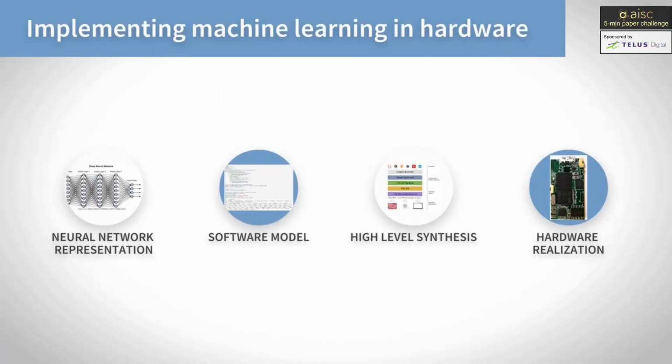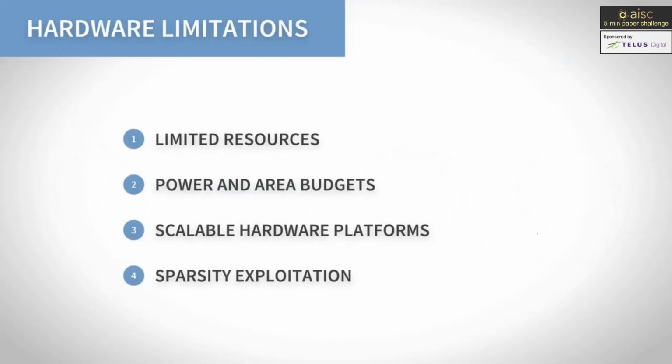Traditionally, machine learning in hardware has been implemented using a four-step methodology. The first step involves a neural network representation using well-known architectures such as AlexNet, VGGNet, etc. The second step involves the creation of a software model using high-level APIs such as Keras, TensorFlow, PyTorch, etc. The third step involves high-level synthesis, which basically converts the software model into RTL form. The fourth step involves the programming of the RTL code into a specific DNN accelerator of choice.